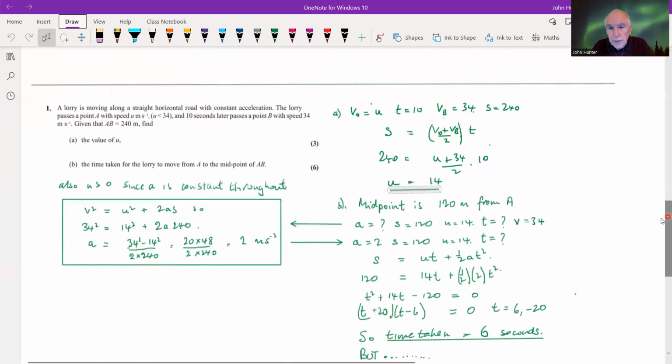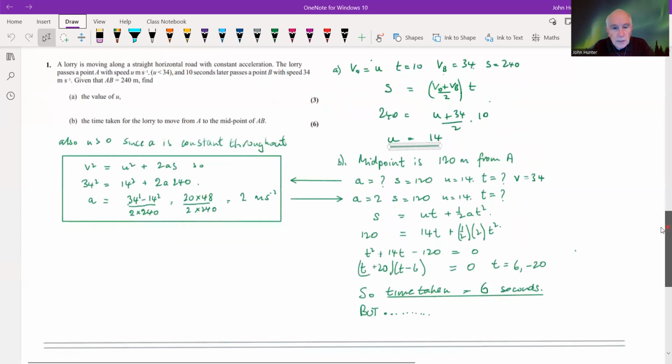And let's just have a look at this one. Slightly more complicated, but not too difficult, I don't think. A lorry is moving along a straight horizontal road with constant acceleration. The lorry passes a point A with speed u. So this is an example where u has been hijacked, if you like, for the purpose of the question. As it turns out, it means the same thing, but anyway.